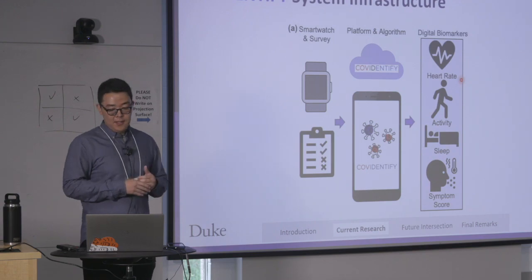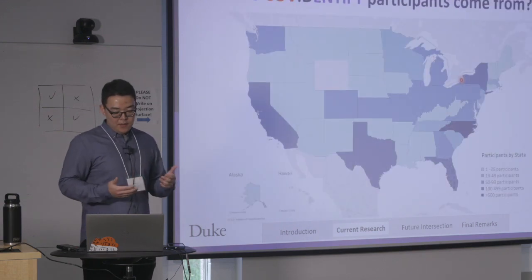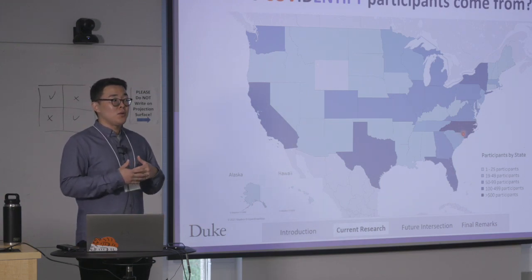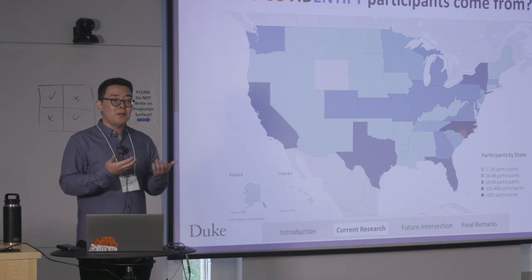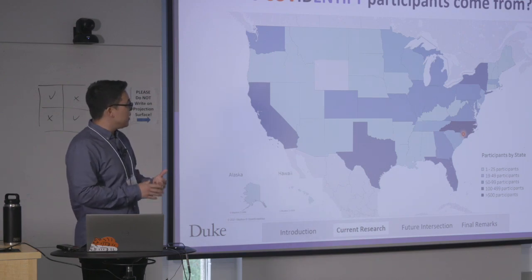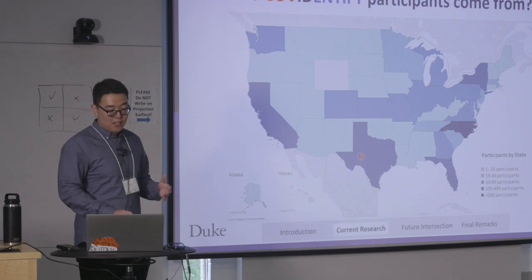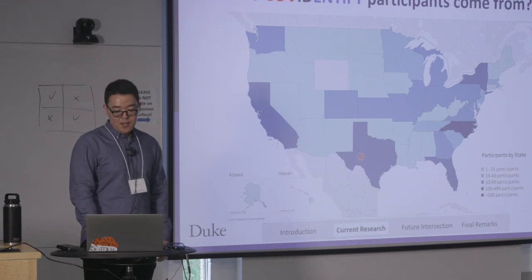And so we did have a lot of participants primarily coming from North Carolina, obviously, because we were advertising and Duke was publishing or putting out articles regarding our study, but we also did have some participation from across the US in California, Texas, New York, and Florida.